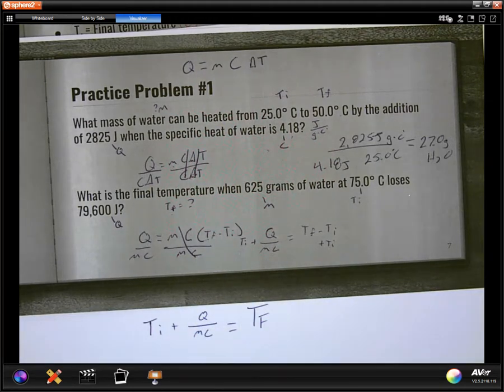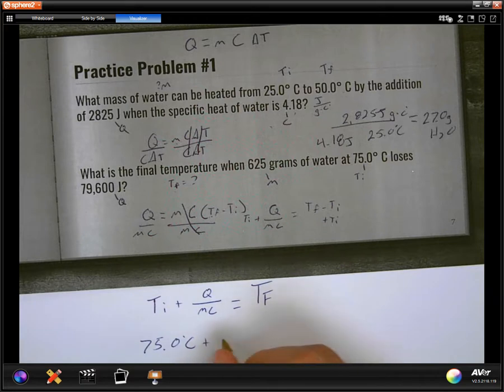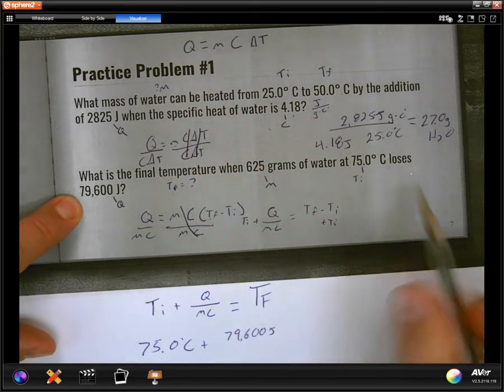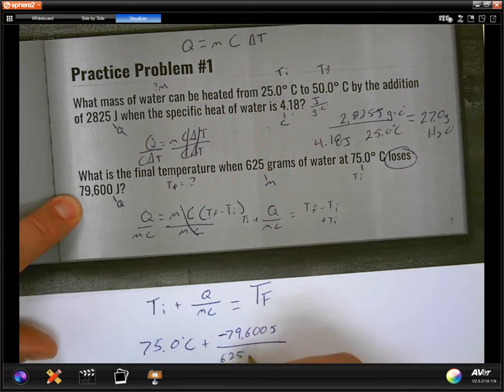Now simply go through there and add in your values. TI is 75 degrees Celsius. Q is 79,600. One thing to pay attention to here is it says loses, so this needs to be a negative sign. And we're going to divide by my mass of 625 grams, and then we're also going to divide by 4.18, which is joules per gram per degree Celsius. That's why all these units will cancel out and allow me to add this up nice and neat.